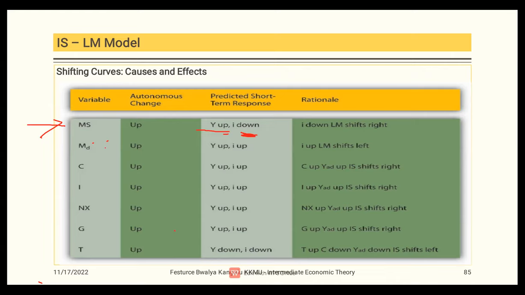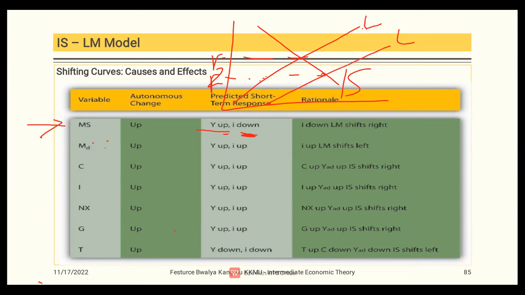When the interest rates reduce, what happens to the investments? They will increase. Also, when the interest rates reduce, according to the ISLM model, what will happen? This is your interest rate. If it reduces to R2, what will happen to the equilibrium point? You see that this LM will shift to the right.